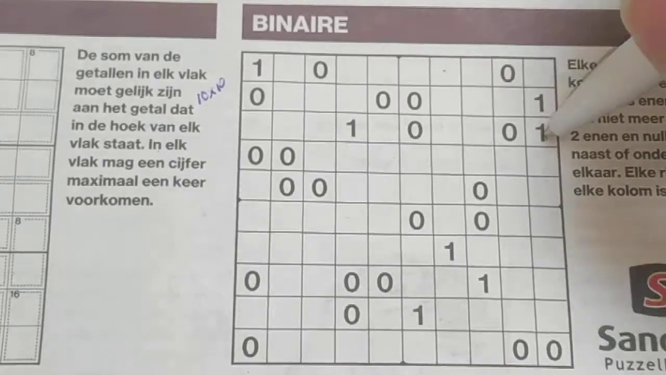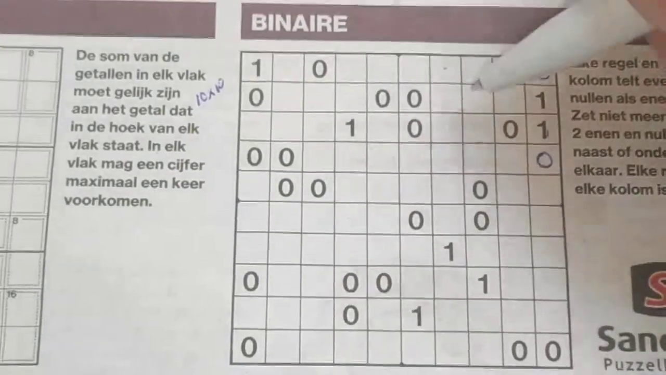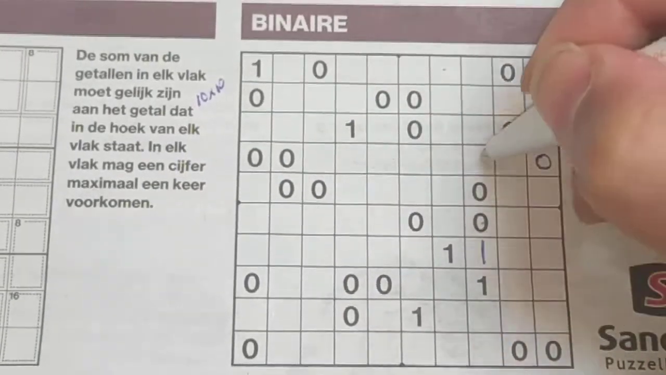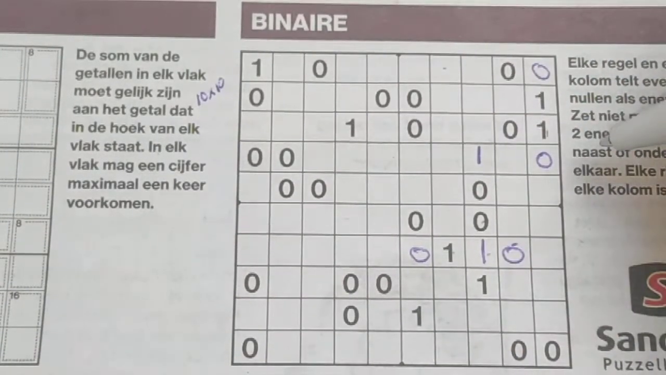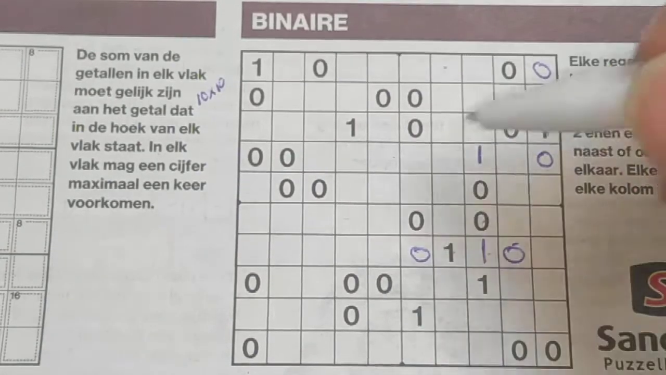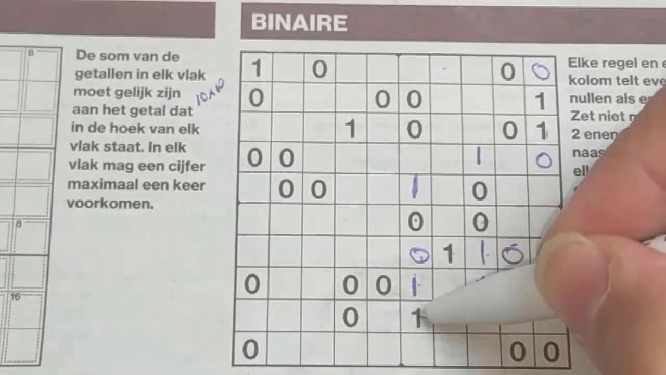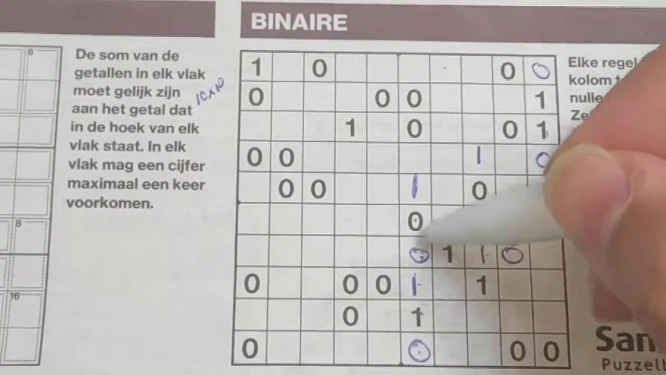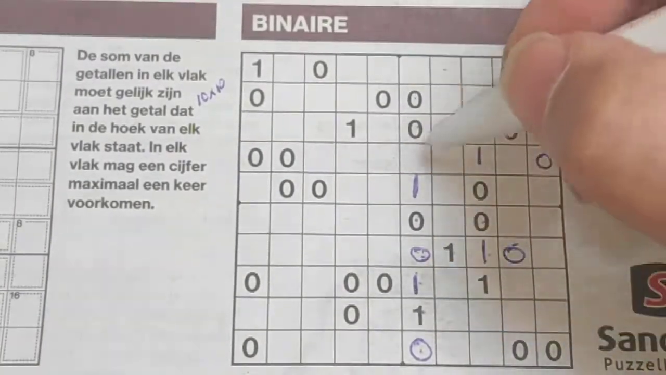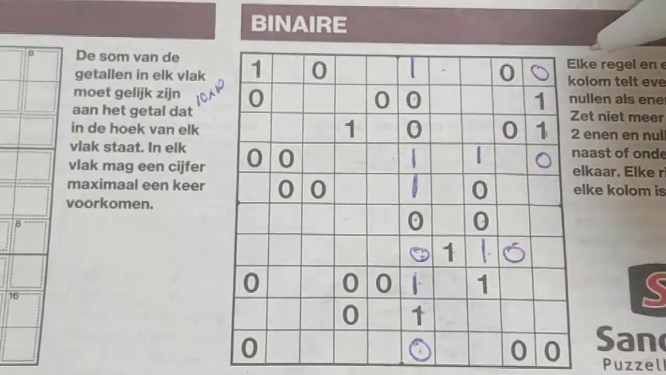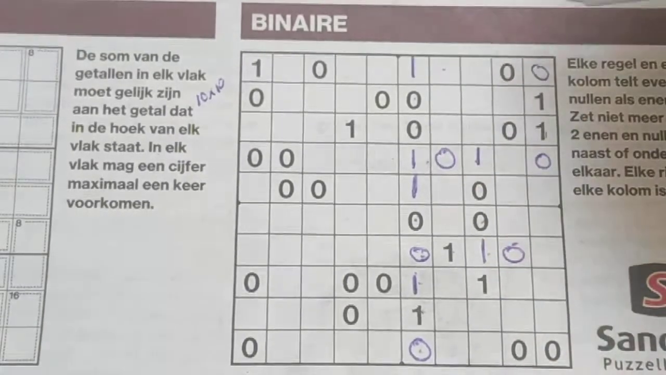Alright, a double 1, here an O, there an O. Double O, here 1, there 1. A double 1, here an O, there an O. Then a double O, here 1, there 1. A double 1, here an O, there an O. 5 O's, that means the rest are 1's. Between 2 1's comes an O.